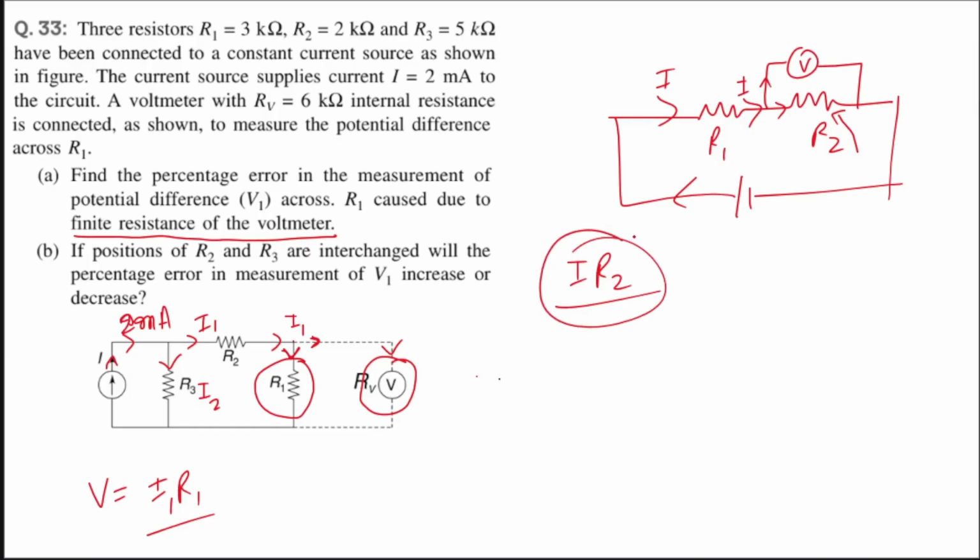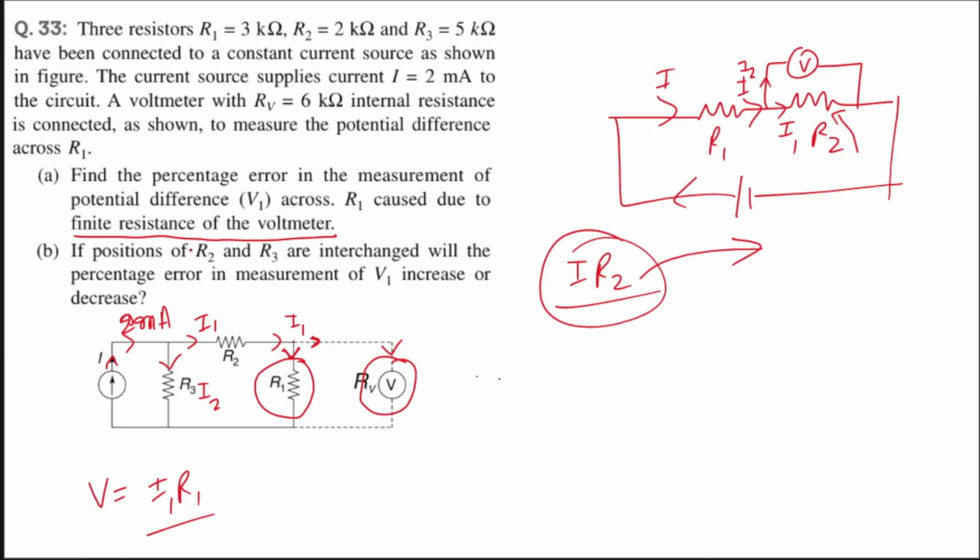And that is why the error, because we wanted to measure one thing and we are measuring something else instead. Let's say this is I1, let's say this is I2, so we are measuring I1 R2 where I1 is less than I. Done it? So that is why the error is coming. So we need to focus on this question.